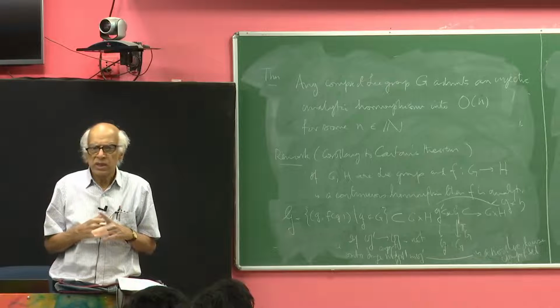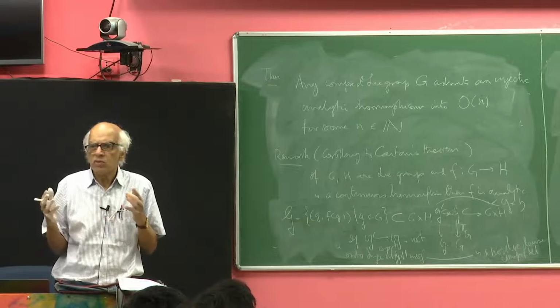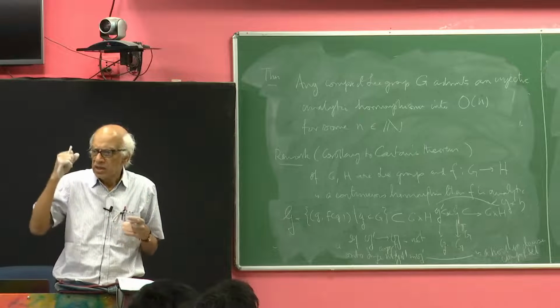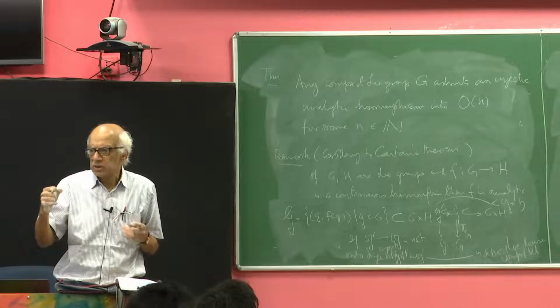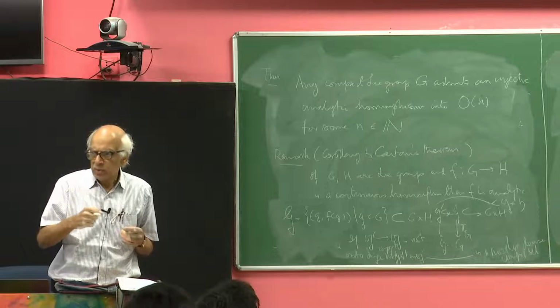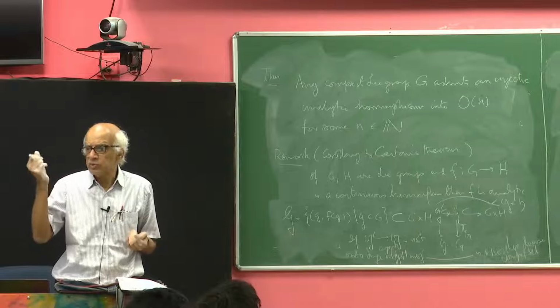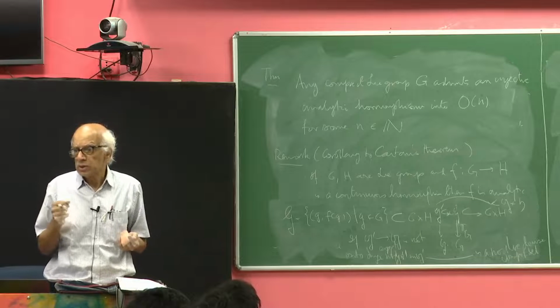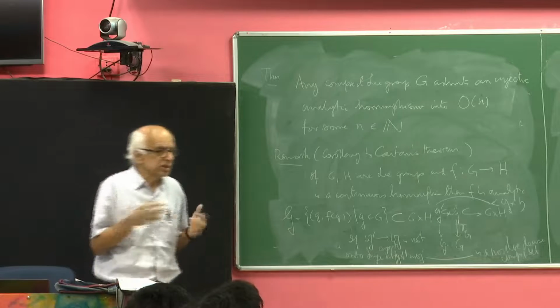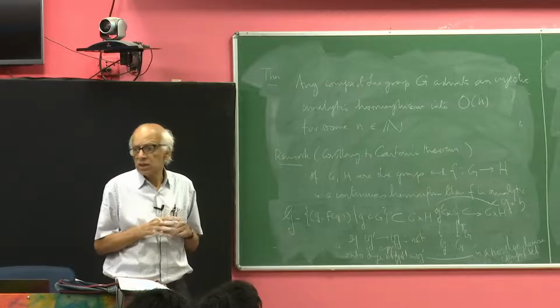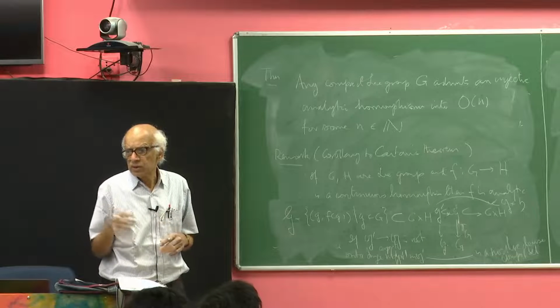For example, the so-called Mautner's theorem, which tells you that any unitary representation of a Lie group, of a locally compact group, can be decomposed into irreducible unitary representations as a direct integral. That kind of theorem is difficult to find a proof of in the literature.